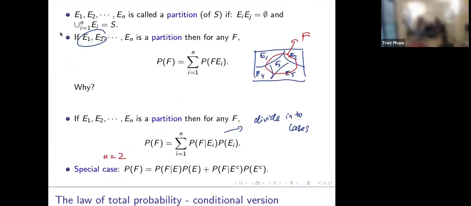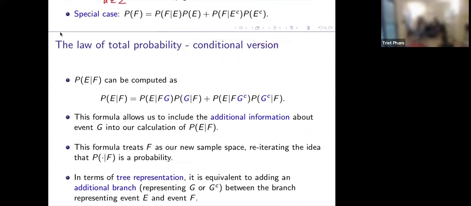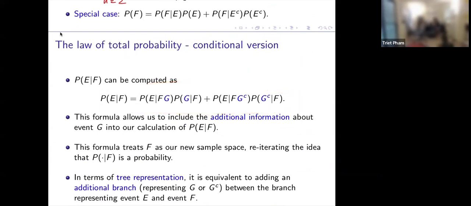So having discussed the law of total probability, it is so important that it also has a conditional version. What is this conditional version? It is basically about everything conditioned on F. F is like your universe there. Why is this important? As you'll see, the next problem set has a problem that exactly invokes this law.